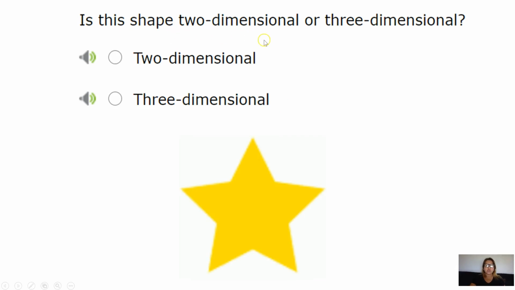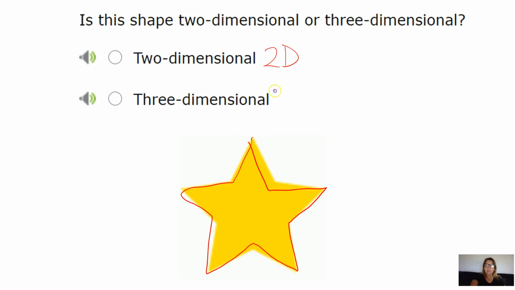Is this shape two-dimensional or three-dimensional? Remember, two-dimensional or 2D is something that we can draw, a shape that is flat, okay? And a three-dimensional is something that we can hold in our hand or something that can stand on its own. So in this case, boys and girls, it is a flat shape. So therefore, it is a 2D or two-dimensional shape.